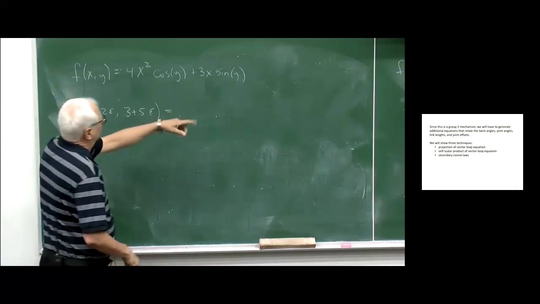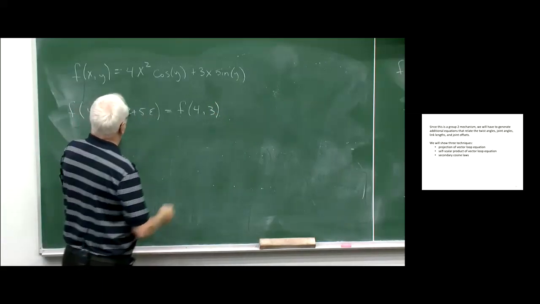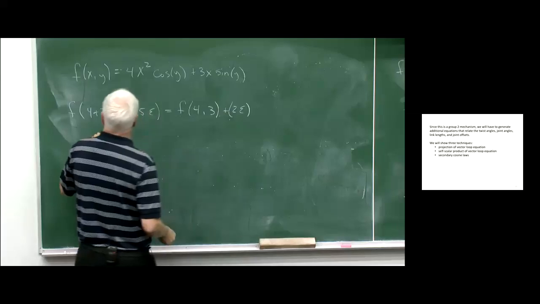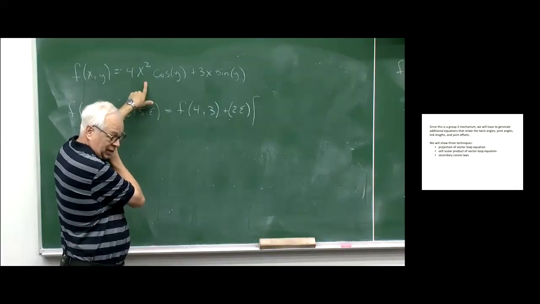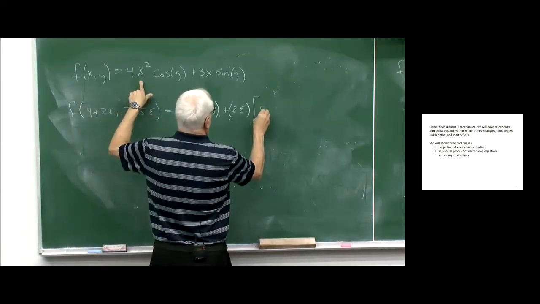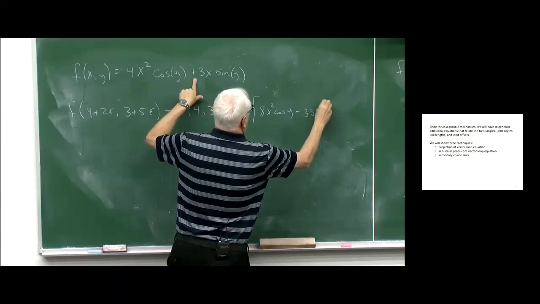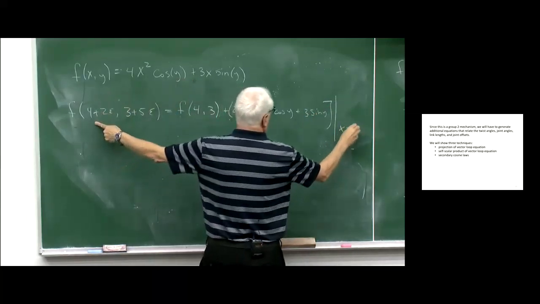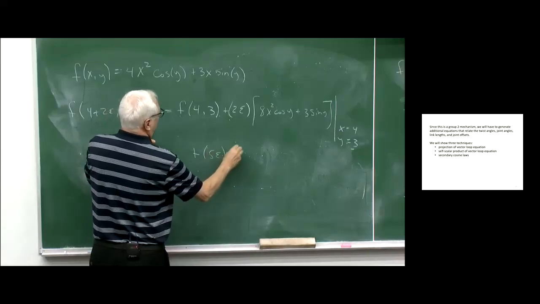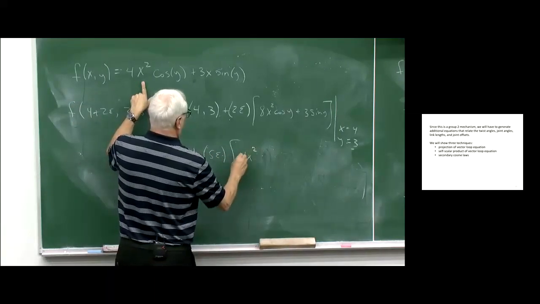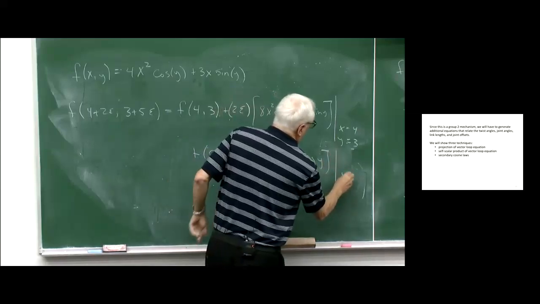So according to our result, that's the function evaluated when x equals 4 and y equals 3. And then I go 2 epsilon. That's how far I tweaked it in the x. And then it's the partial of the function with respect to x, evaluated at the expansion point. So I'm going to have 8x squared cosine y plus 3 sine y, evaluated when x is equal to 4 and y is equal to 3. And then, how far do we tweak it in the y direction? Times the partial with respect to y. 4x squared will be a negative sine y plus 3x cosine y, evaluated at the expansion point.